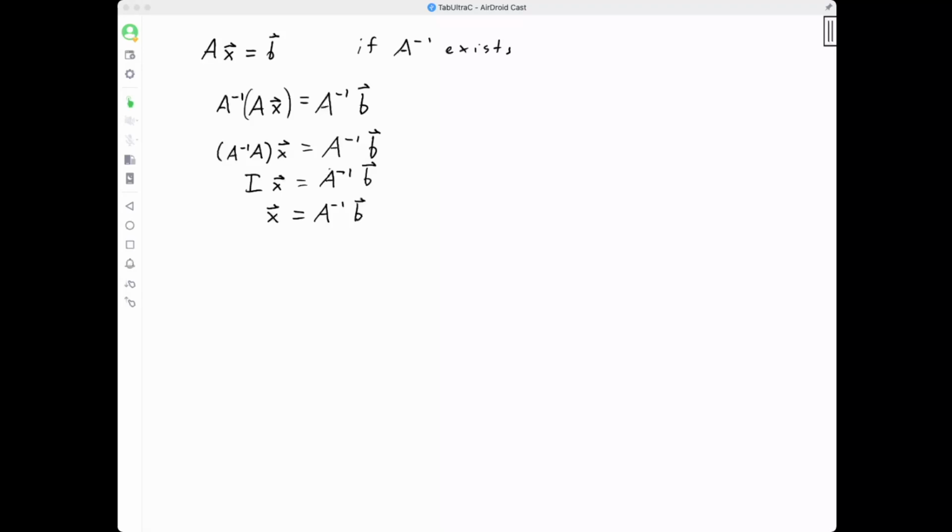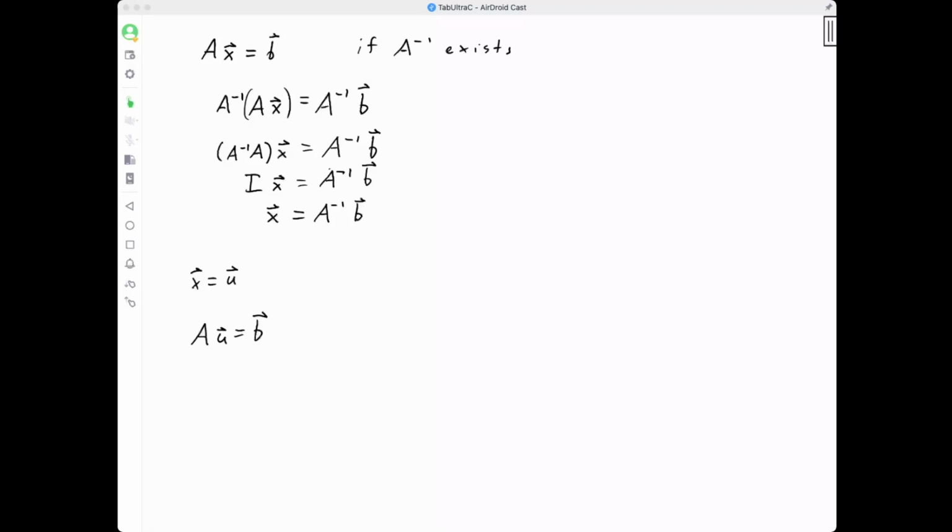What's more, this A inverse B is the only solution. To see that it is the only solution, let's assume that you've got some other solution, so that x equals some other solution, u, is a solution. That would mean that A times u is equal to B.